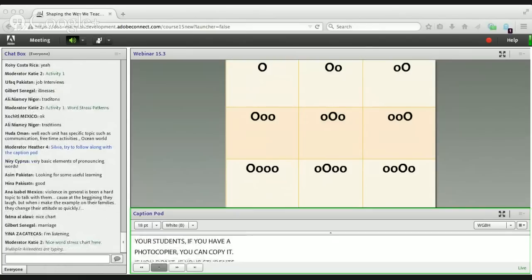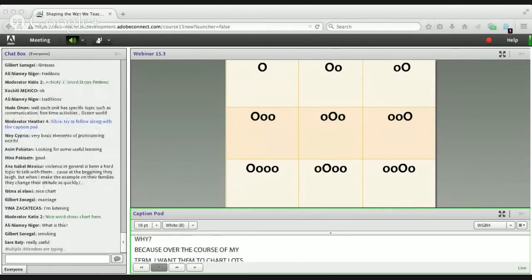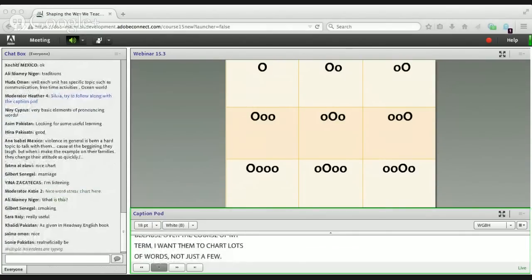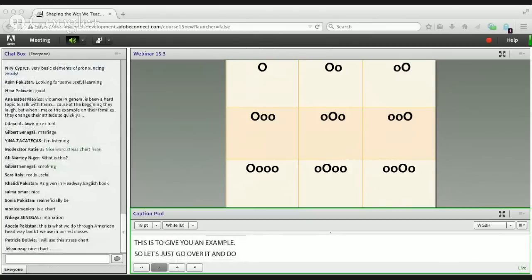I actually give my students one page for each pattern. Why? Because over the course of my term, I want them to chart lots of words, not just a few, but this is to give you an example. So let's just go over it and do a little bit of practice. You can do it silently on your own as I'm doing it out loud.